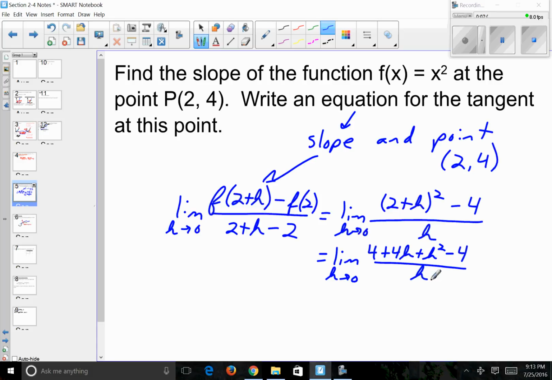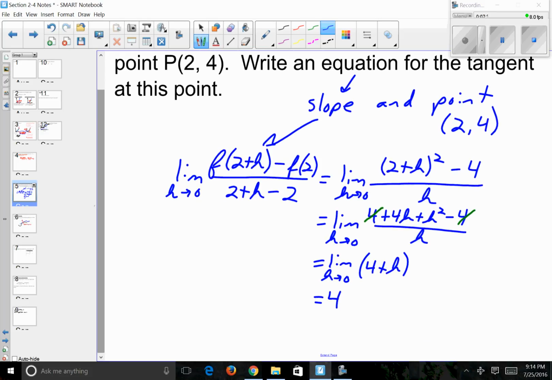What I notice now is that in my numerator, the 4's cancel, and then I can actually divide my numerator by the h in the denominator, and I'll have the limit as h approaches 0 of 4 plus h, and this I can now do substitution on. If I plug 0 in for h, I get 4. So the slope of my tangent is 4. I know that we're going through the point 2, 4. The equation of a tangent is the equation of a line with slope 4 and going through the point 2, 4. Well, if we use point slope form, that would be y minus 4 equals the slope times the quantity x minus 2.